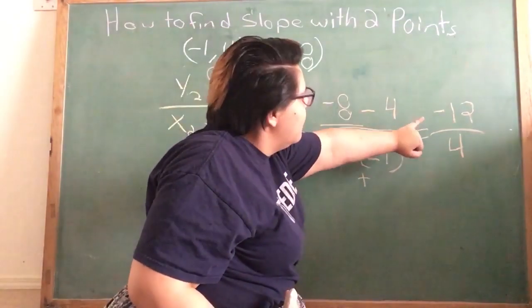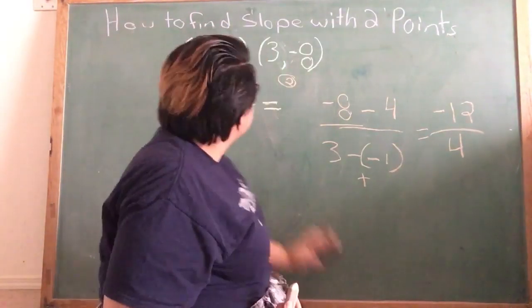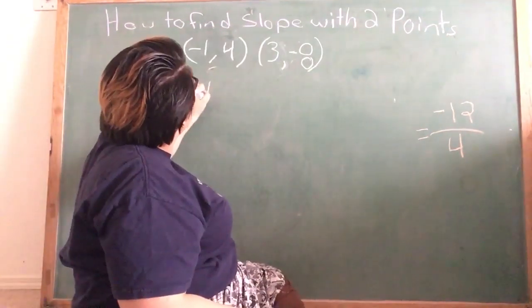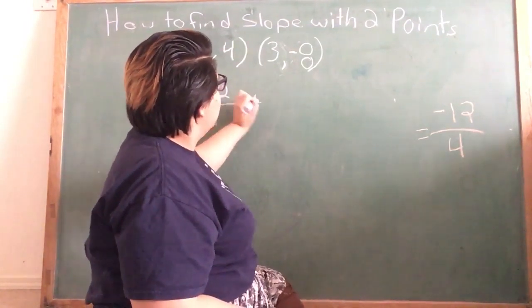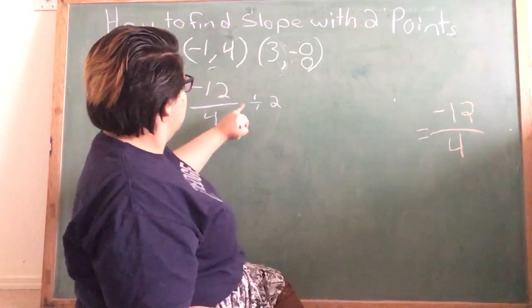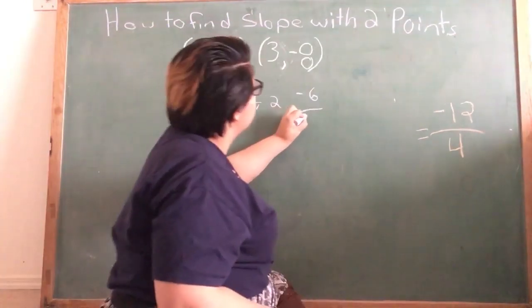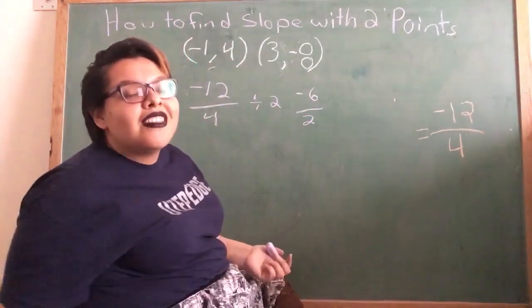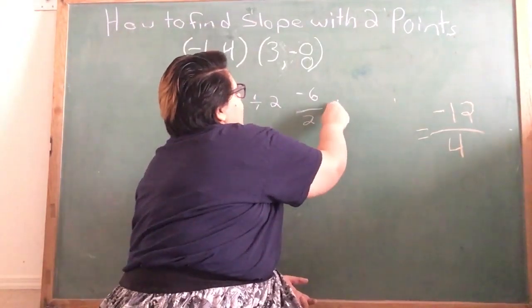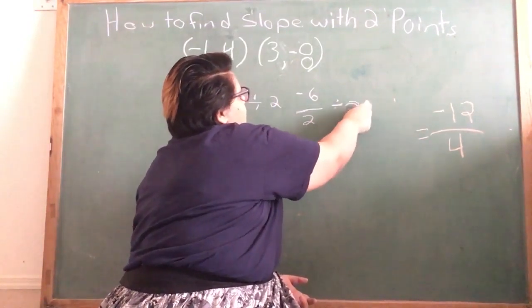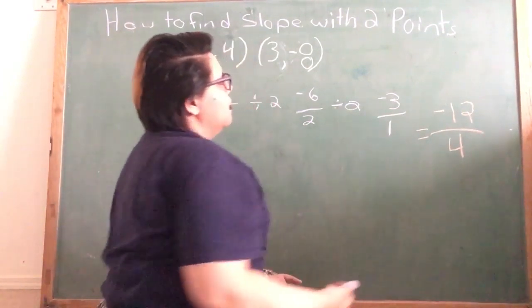Now, notice that negative 12 over 4 are even numbers. There's an easy way to simplify it. Negative 12 over 4, divide each by 2, and you're going to get negative 6 over 2. But hey, they're still even, and they still can be simplified. So then you divide by 2 again, getting negative 3 over 1.